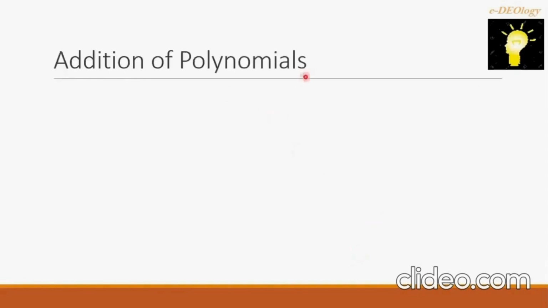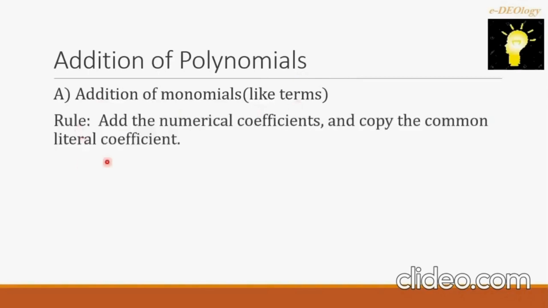Let's go now to addition of polynomials. Let's begin with addition of monomials that are like terms. The rule is given to add the numerical coefficients and copy the common literal coefficient. Let's see an example. 3xy plus 2xy plus xy. So we are sure that this group of terms are like.